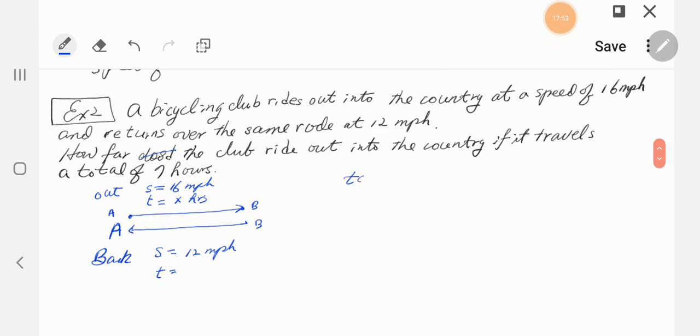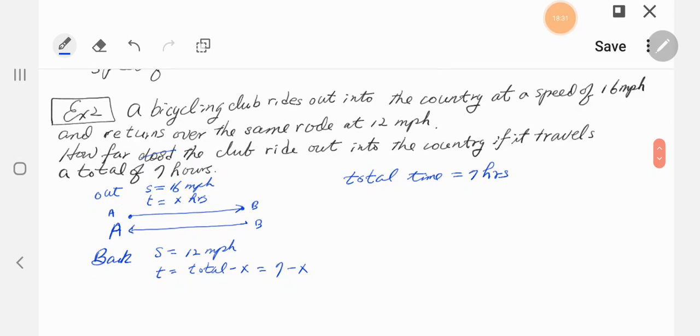So total time is 7 hours, right? 7 hours. So let's say x hours is the time it takes when you go from A to B. Then what will be the time when you go from B to A, when you come back? What will be the time? That is total minus x. So there will be 7 minus x. Can you see this? So the time from A to B is x hours.